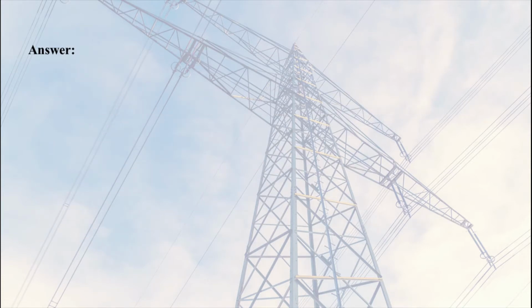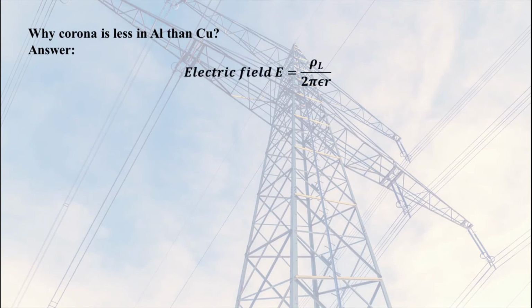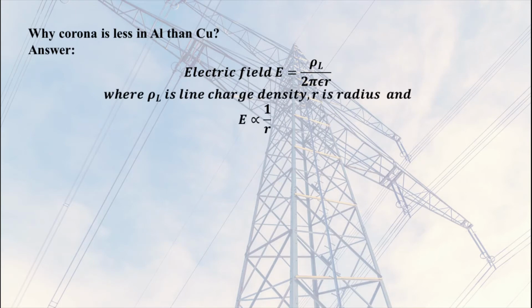Corona means breakdown or ionization of surrounding air of conductor. This happens when the field of the conductor is more than the breakdown strength of air. We know that electric field due to a conductor is given by E equals rho L by 2 pi epsilon R, where rho L is the line charge density and R is the radius of conductor.